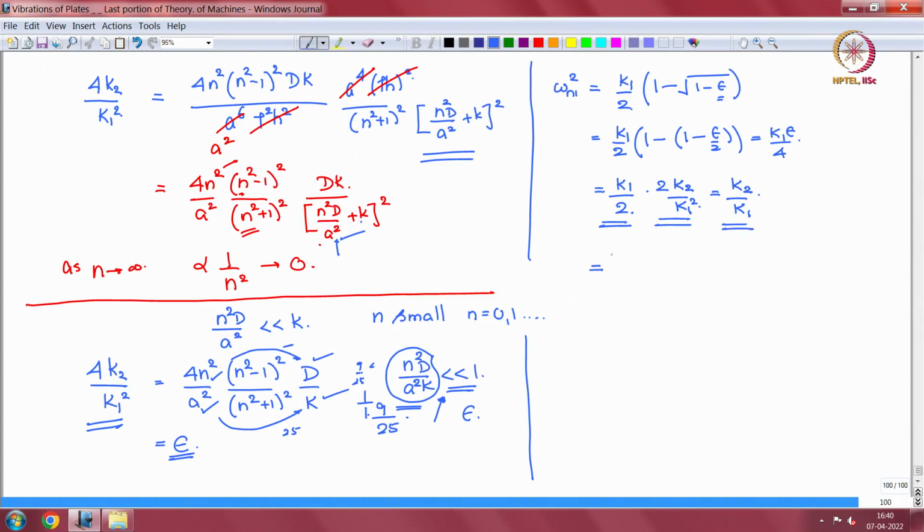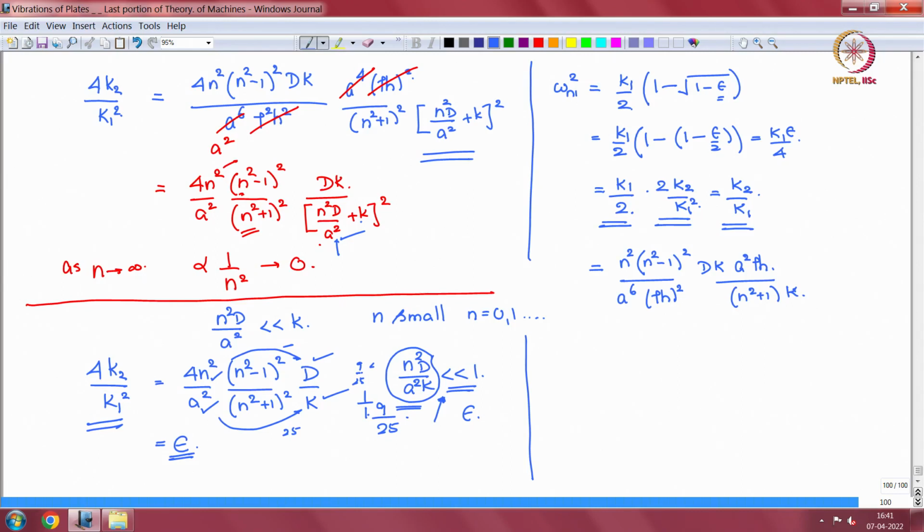So k2 by k1 now is n square minus 1 square by a6 rho h square, d k, a square rho h, by n square plus 1, into k.